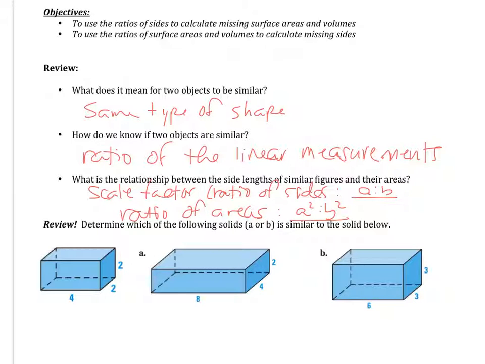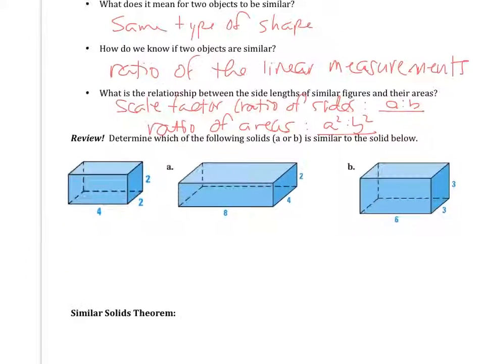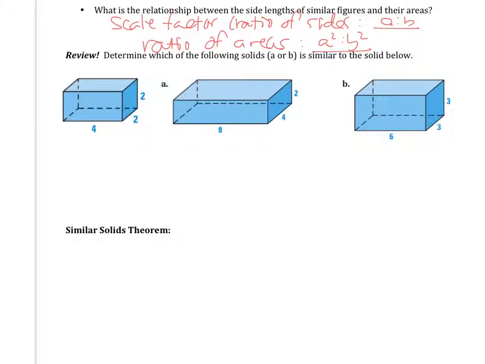All right, so in the review example, it says to determine which solids are similar to the one on the left. So is A similar to the one on the left, or is B similar to the one on the left? We got one vote for B. One for each. B's are winning out. So why'd you say A? Oh, the side lengths, like 4 is to 8 and 2 is to 4.